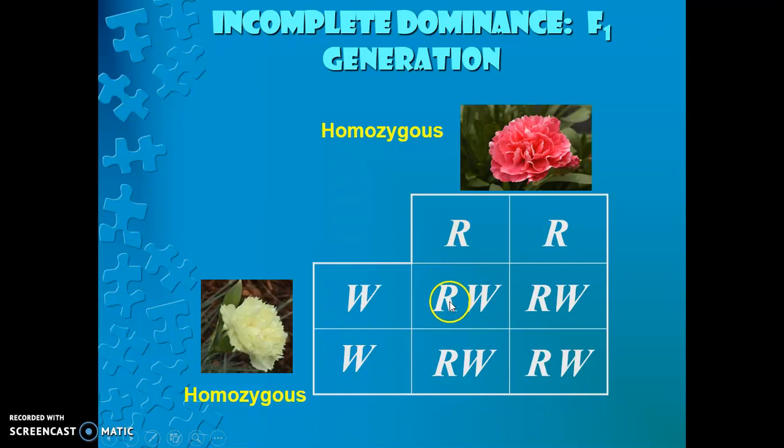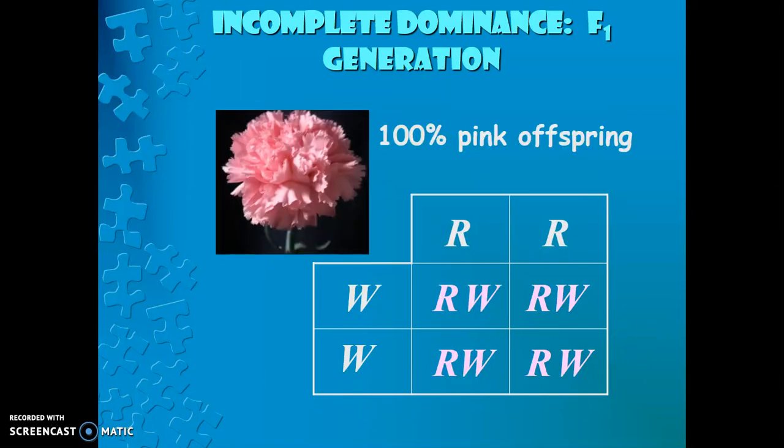This R goes down into this box. This W goes across into this box. This R goes down into this box. This W goes across into this box, okay, for our babies. Now take a look at these babies. What color are these babies? Hopefully you said they are pink, because they are 100%.